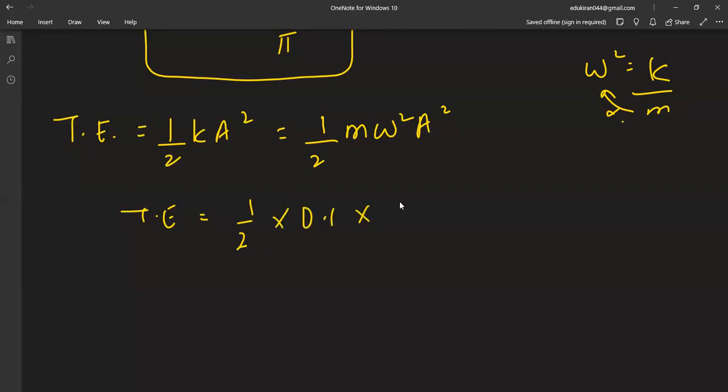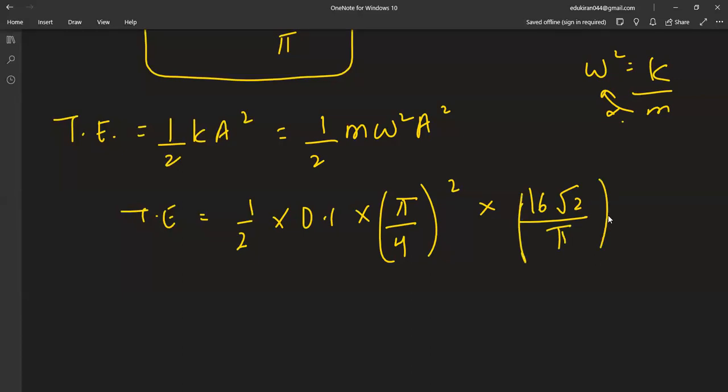Mass is 0.1. Omega was 2 pi by 8, so pi by 4, so that becomes pi by 4 whole square. Amplitude also we have calculated, 16 root 2 by pi. So this whole square also, a square. So this is 16. This pi square and pi square will cancel. This 16 will cancel 1 by 16, so only 16 will be left. Root 2, this 2 will cancel this 2. So 16 into 0.1, that will be 1.6 joule. Just cross check also once you are writing.